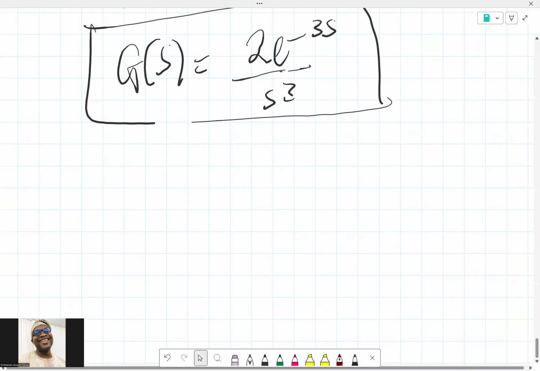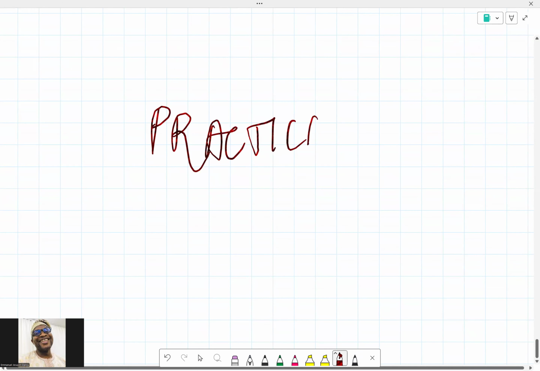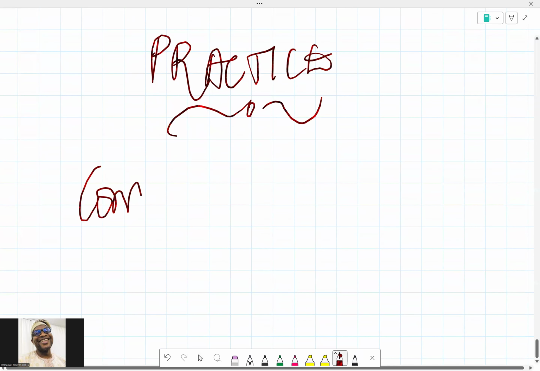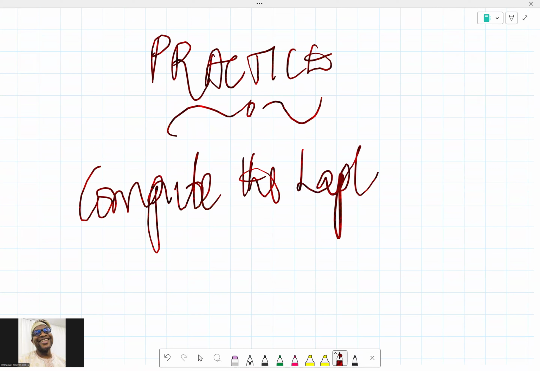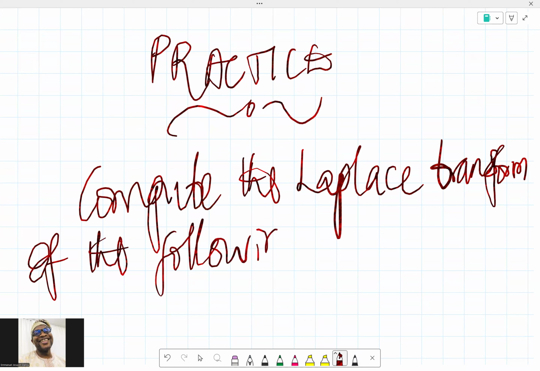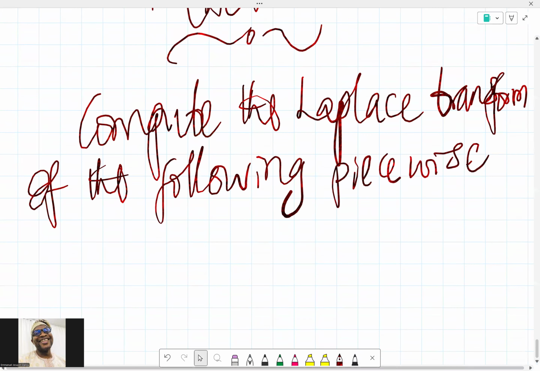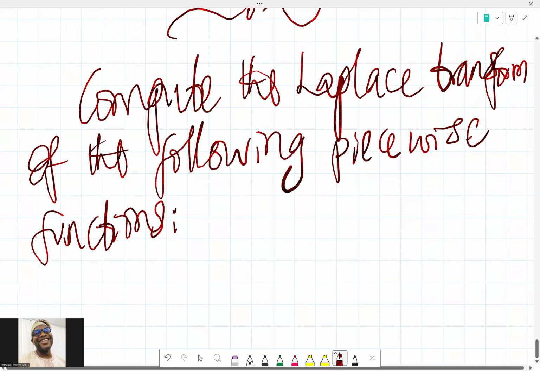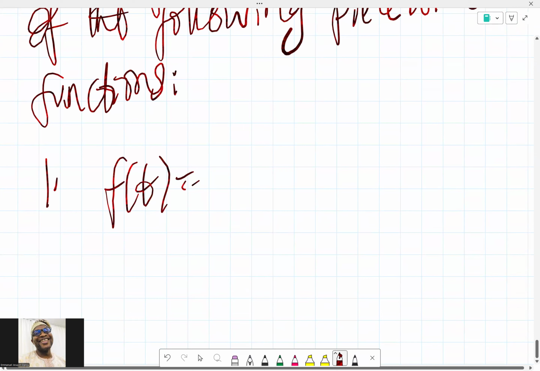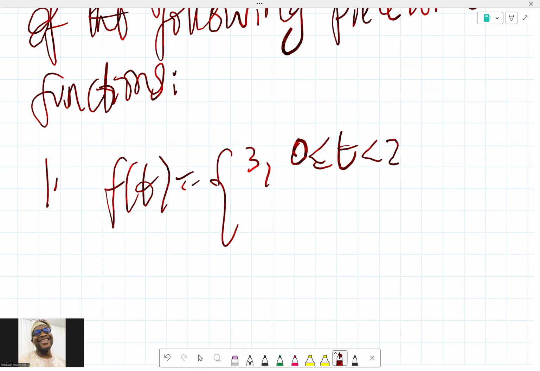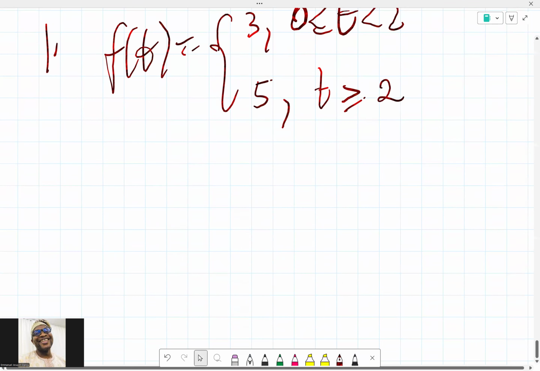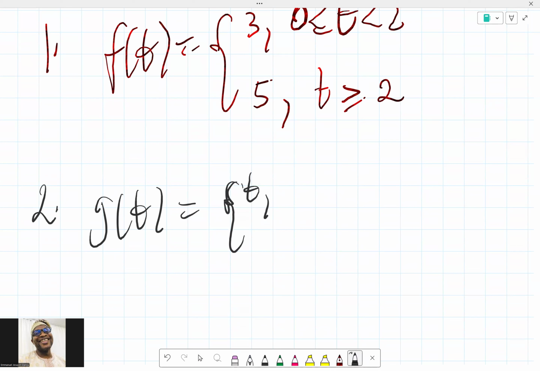So let's take some practice questions. Practice: compute the Laplace transform of the following piecewise functions. Number 1, f of t is 3 for 0 less than or equal to t less than 2. So after 2 time steps, we now have 5 for t greater than or equal to 2. Number 2, we have g of t equals t for 0 less than or equal to t less than 4, and 2t for t greater than or equal to 4.